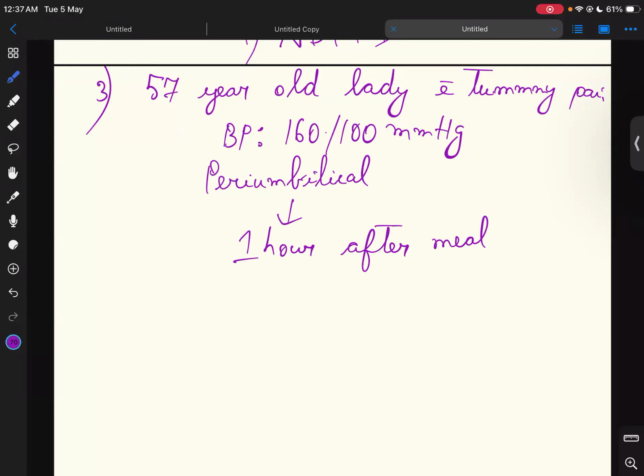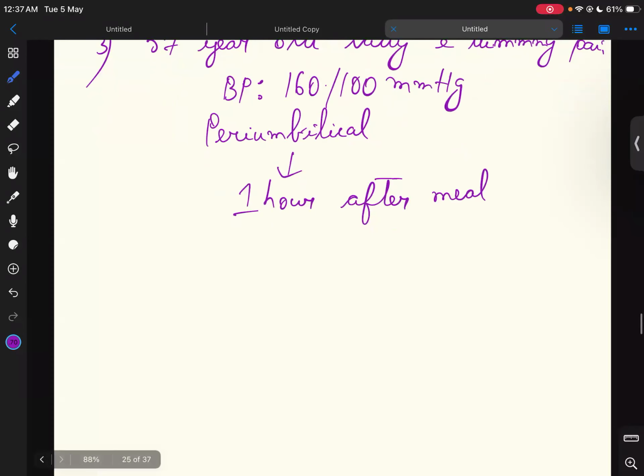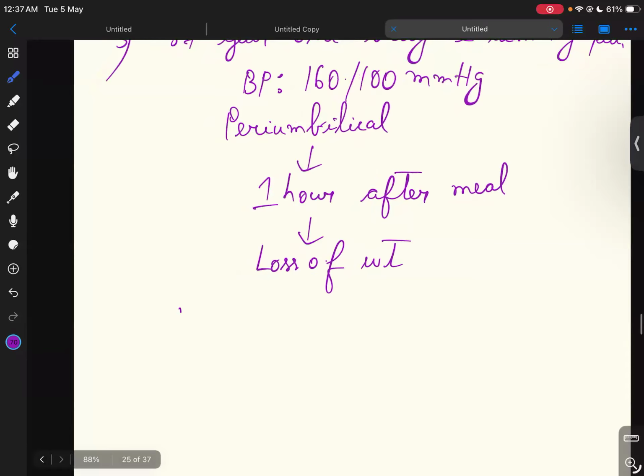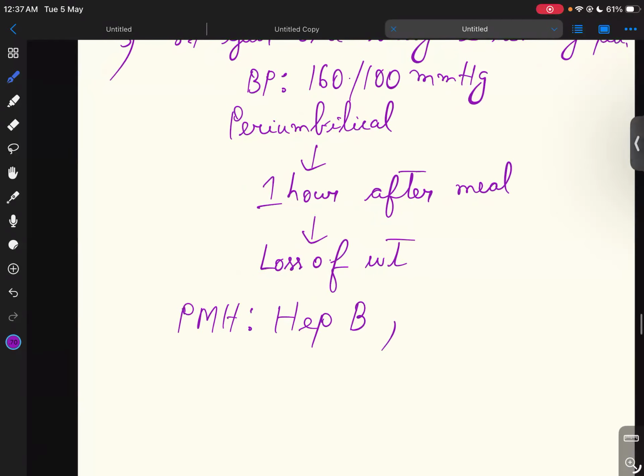So 1 hour after her meal, the pain is increased. Also, she is having some loss of weight, because she is afraid of eating. In the past medical history, she has hepatitis B, and she had an episode of foot drop. Polyarteritis nodosa.